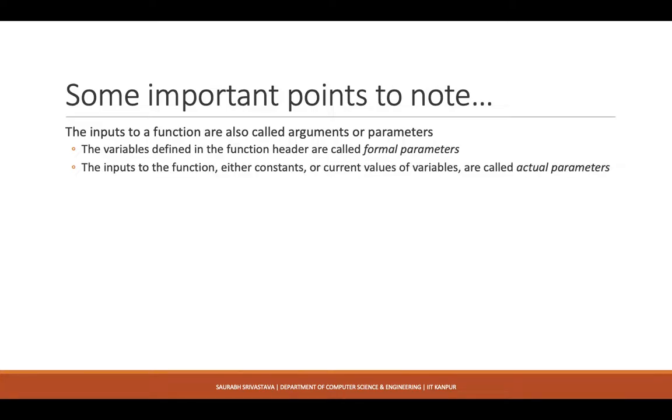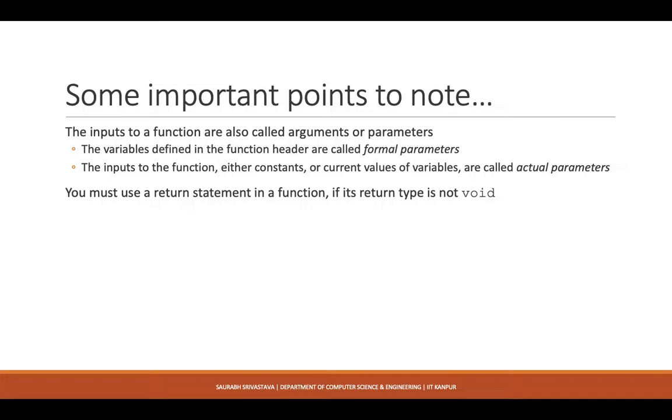Wherever you are calling the function, it could be a constant or it could be the values through a variable. They are called the actual parameters, right? So actual parameters are the actual values on which the function operates, and formal parameters are basically placeholders, your local variables which you can use in order to perform some computation.